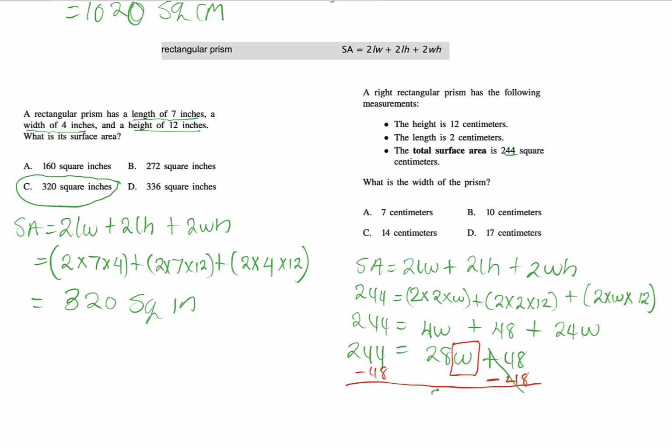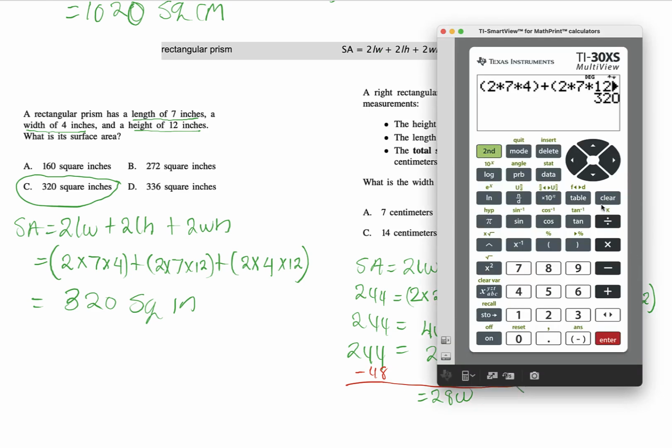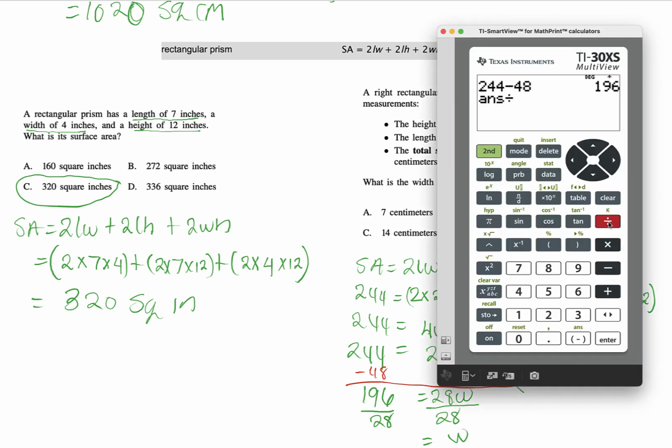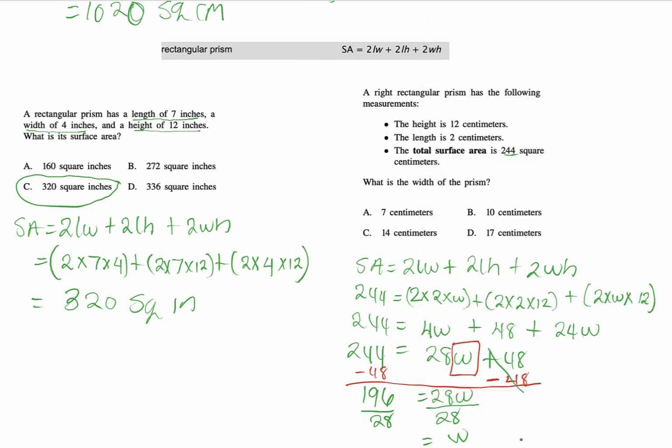So I'll have 28W, and again, this is on the calculator section. So 244 minus 48, that gives me 196. Solving for W, they're connected by multiplication, so I'll do the opposite. So I'll divide both sides by 28, and W equals, and you have everything there, you just have to divide by 28, and my answer is 7. So W is 7. So this is the algebraic way to solve this.